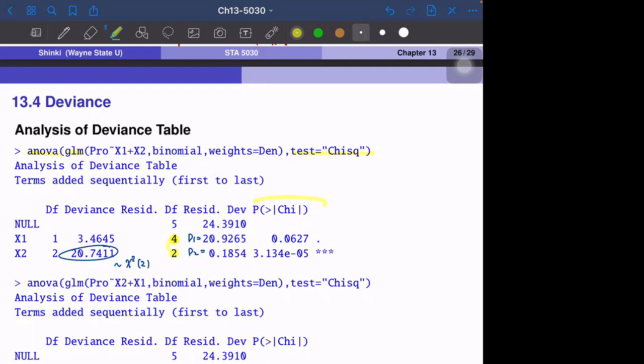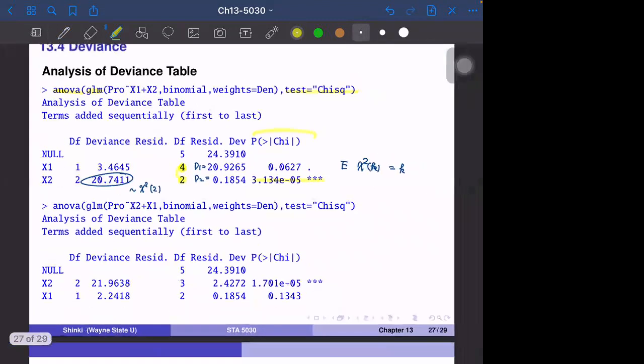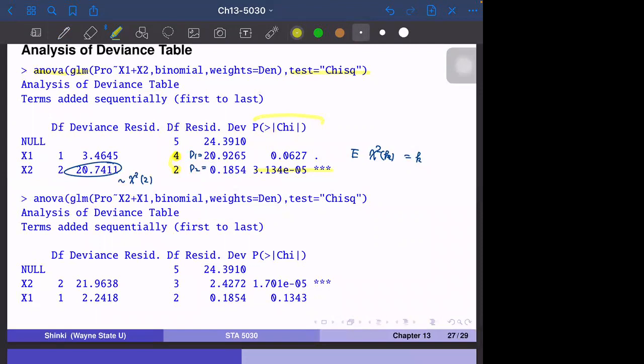In general, for a chi-square distribution with DF K, the expectation is K. So if the value is much larger than K, that is a really large value, and the p-value is very small, so we reject the smaller model. And actually, if we change the order of X1 and X2, the result becomes different, because this is a sequential model.